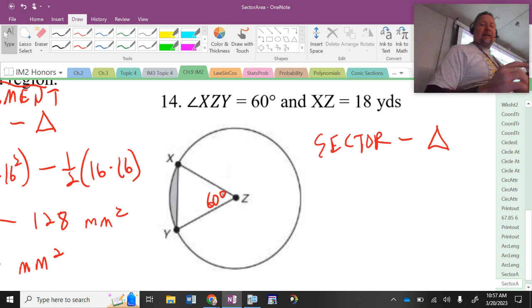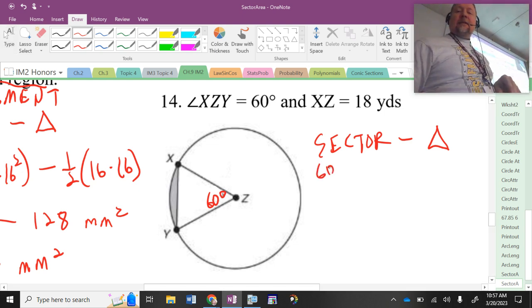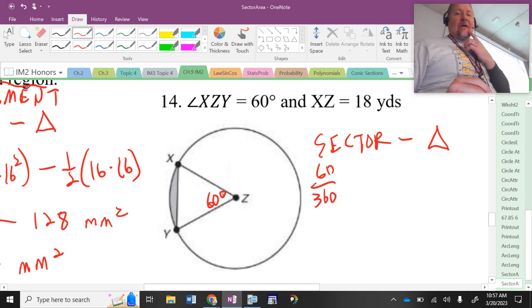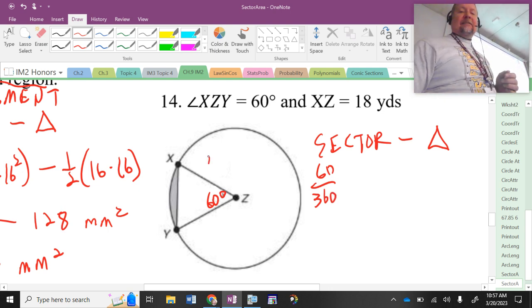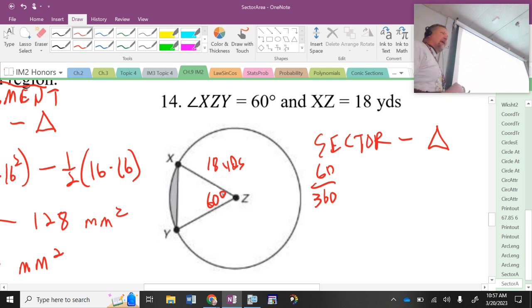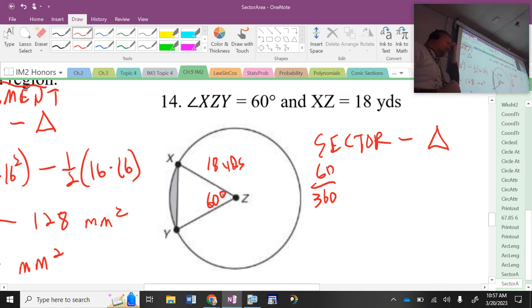All right, sector is pretty easy. It's 60/360ths. And then what does it say? XZ. So I made a mistake the other hour. I thought XY was 18, which would have been a little bit better question. But by the way, we do have something here.